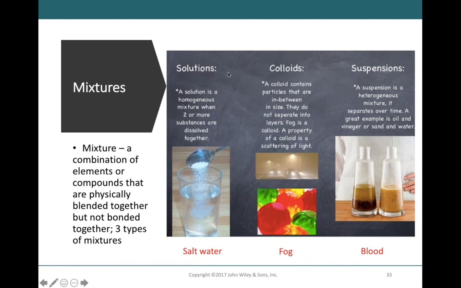So what distinguishes solutions, colloids, and suspensions are the sizes of the particles that are participating in the mixture. So solutions have very small particles, which makes them homogeneous. Colloids are going to have medium-sized particles. These will also be considered homogeneous because they are still considered the same throughout. Fog and Jell-O are the same throughout the entire structure, so therefore they will be homogeneous. However, suspensions are heterogeneous, which means that they are not the same throughout the entire solution.